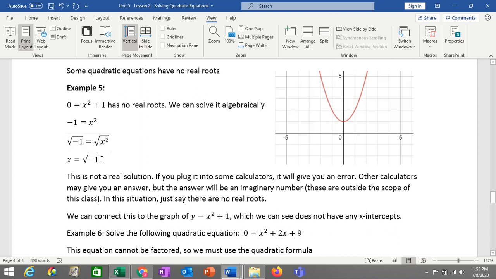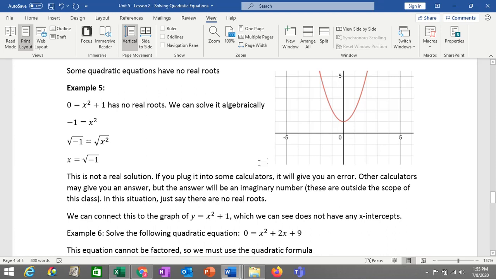If you get the square root of a negative number, then you will just say that there are no real roots. There are no real numbers that are solutions to this equation. And that's what it looks like on this graph, right? Because if this was y equals x squared plus 1, that's what it would look like, and there is no place on this graph where y equals 0.